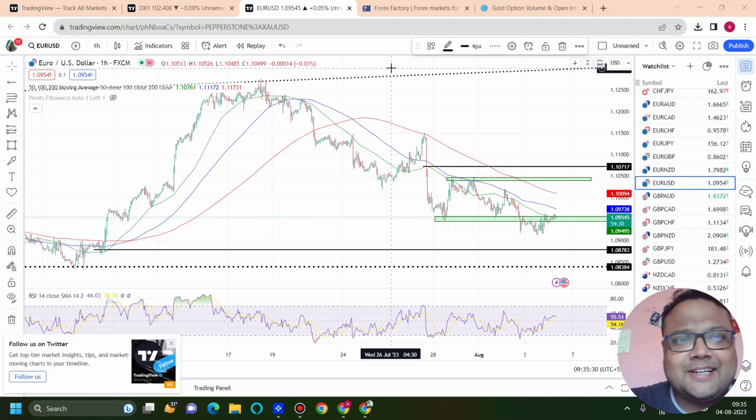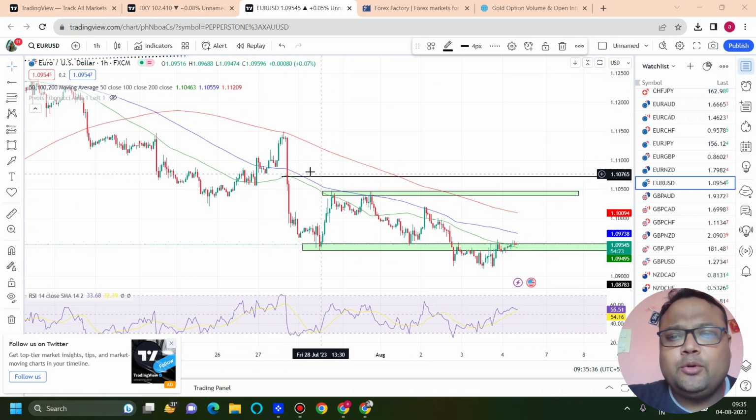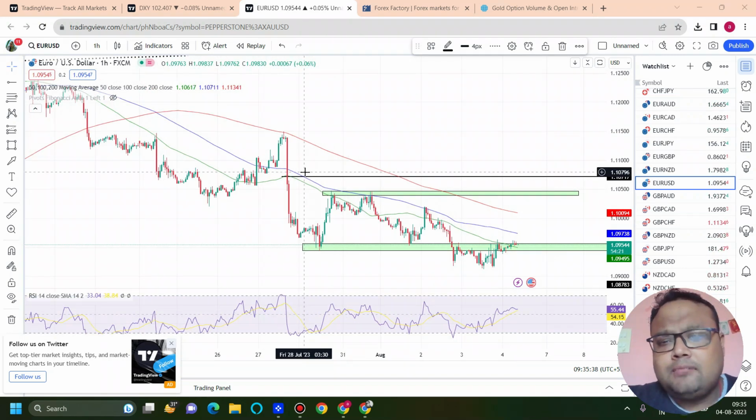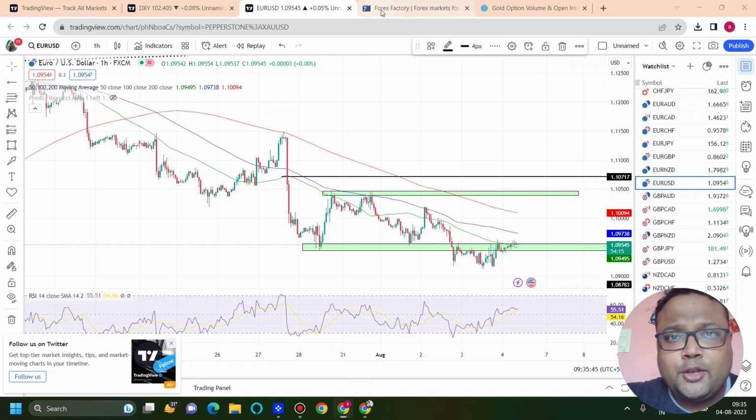So let's get started. My dear friends, this is the 1 hour chart of Euro dollar in front of us. And as we can clearly see, we do not have any good volatility in the market right now. Market is more or less flat, and the reason is the NFP, non-farm payroll.